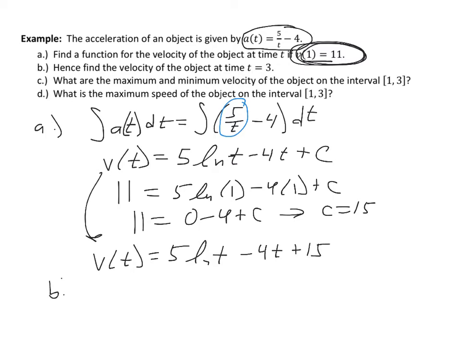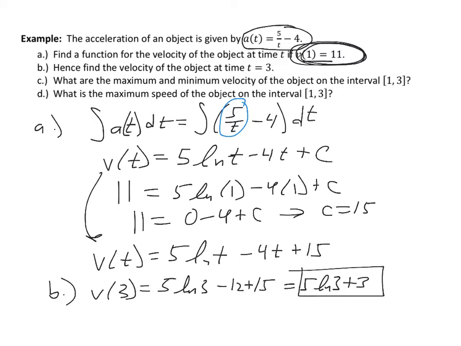Okay, and then part B is really just a straightforward application of that. They're saying, hence, find the velocity of the object when time is 3. So I just do v of 3. That's going to be 5 natural log 3 minus 12 plus 15. So that's 5 natural log 3 plus 3. We could actually just stop right there. That answer is complete on its own, but it might be nice to have a sense for numerically what that was. If I plug 5 natural log 3 plus 3 into my calculator, this ends up being 8.49. So that's what our velocity is at 3.